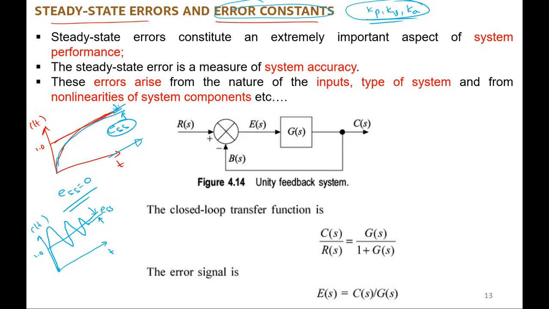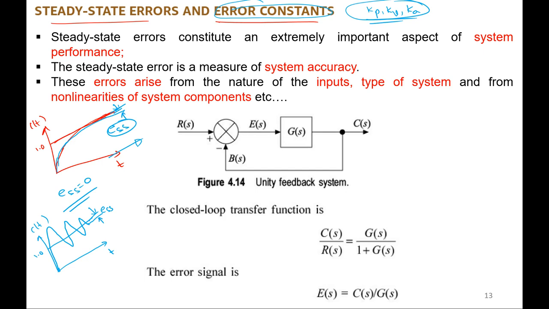And why we should study this steady state errors? By looking at the steady state errors, we will come to know whether the system will reach the final value or steady state value or not. If the system reaches the final value or steady state value, then such systems will be considered stable systems. If the system does not reach the steady state value or final value, and if there exists a steady state error, then we say that such system is not stable system, right? Okay, fine.